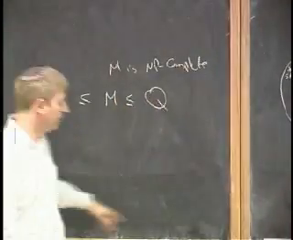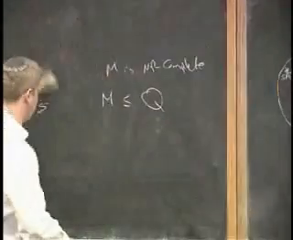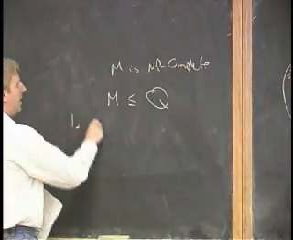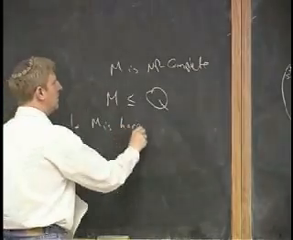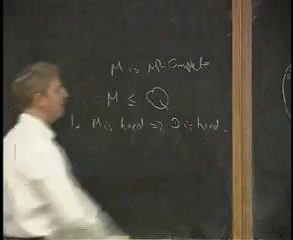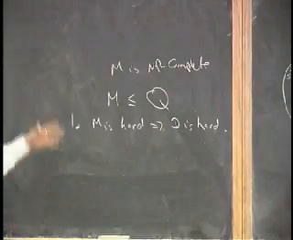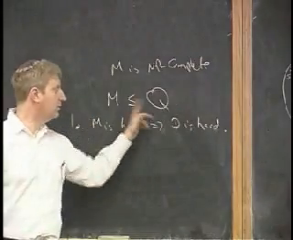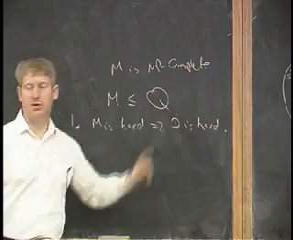If M reduces to Q, I'm going to write this down. These are the two ways you use reduction. Way number one: M is hard implies Q is hard. That's how we typically use it at this point in the course. We take things that we know are hard, that we know are NP-complete, and we reduce them to other things, and that implies that those other things are also hard.